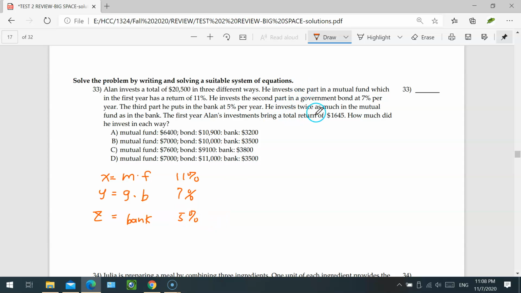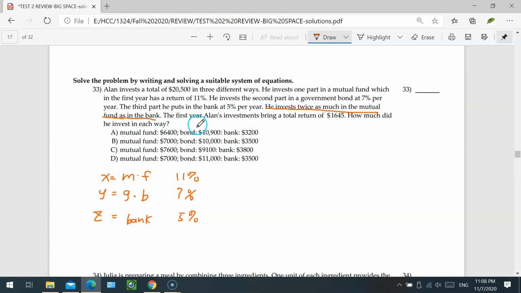He invests twice as much in the mutual fund as in the bank. Okay, the keyword is this one. We'll go back to this part. Sorry, I talk a lot today. I create a lot of lectures, so I'm kind of losing my voice.